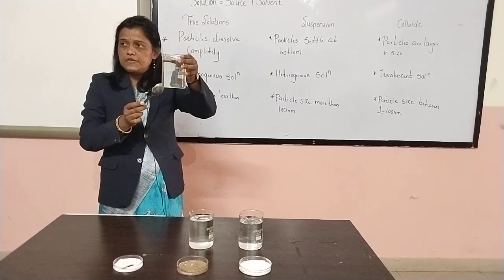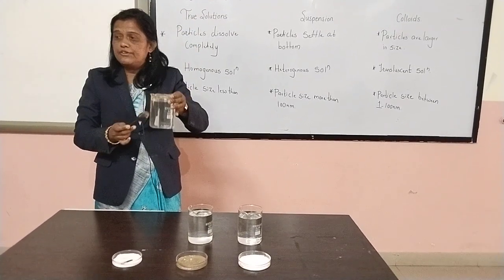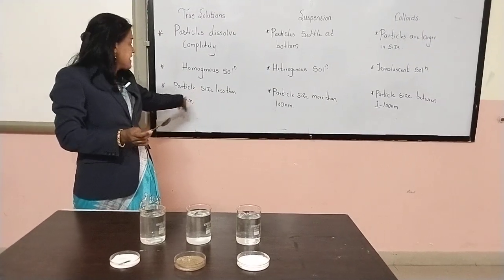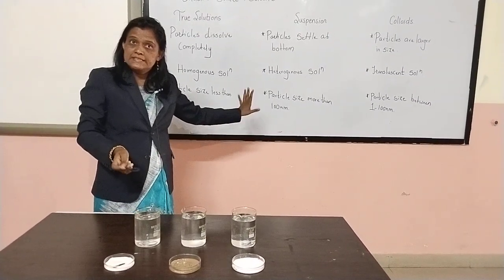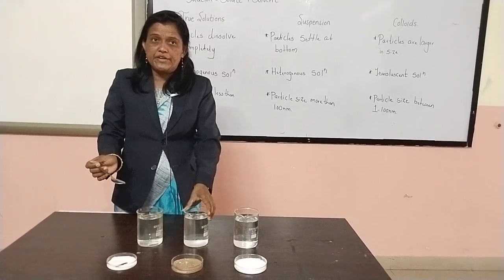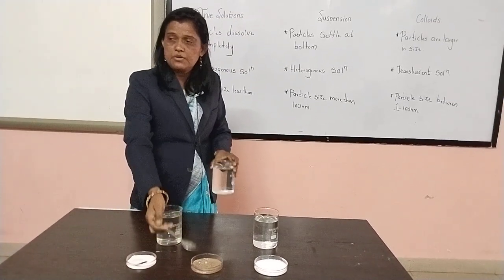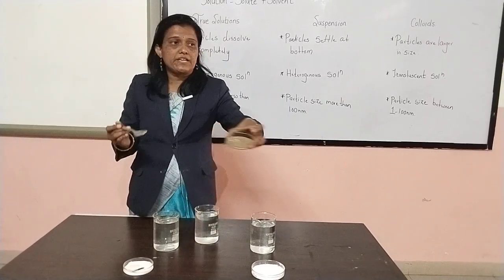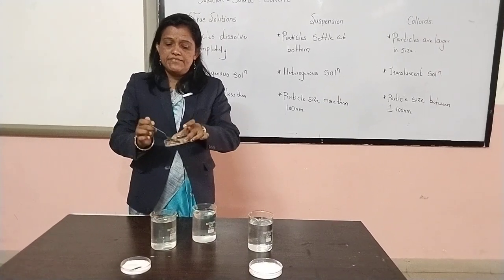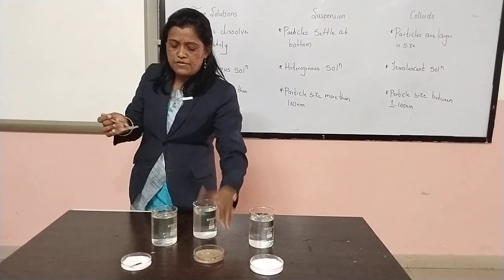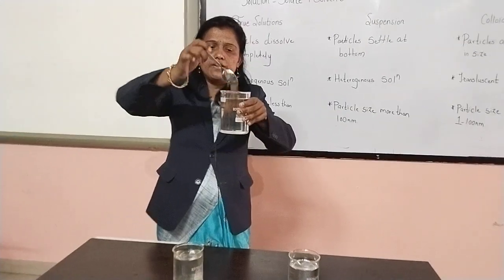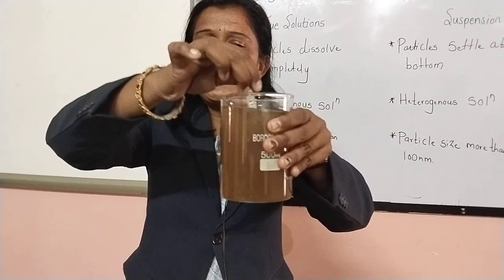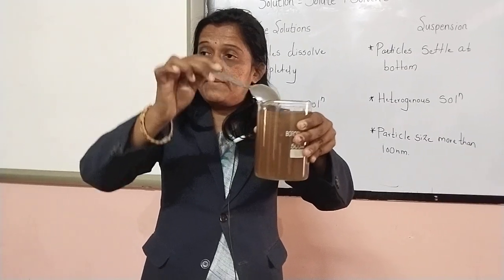If you will observe the size of the particles in a true solution, so my dear children, the size is less than 1 nanometer. The second type of solution that we are going to prepare is the suspension. For the suspension, I have taken over here the sand. I will just take a spoonful of sand and just dissolve it in the second beaker, as you can see over here. And we'll keep the beaker for some time.